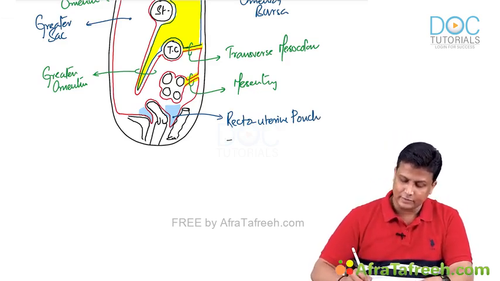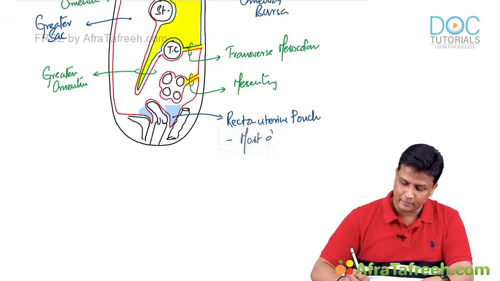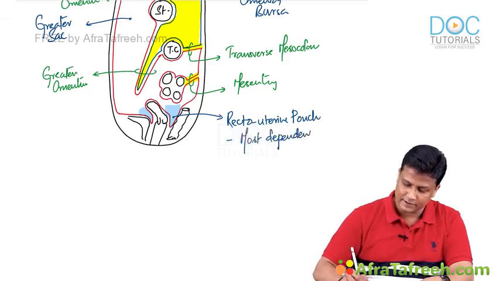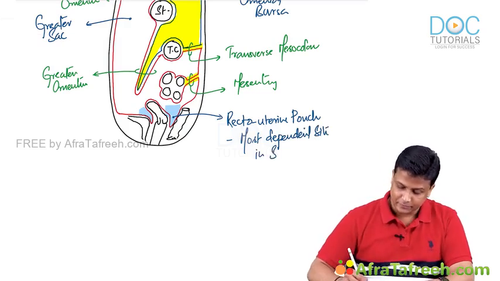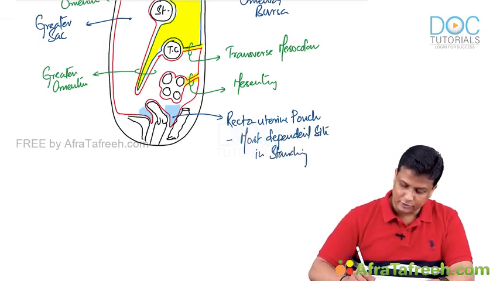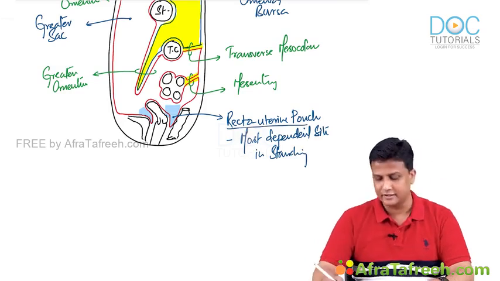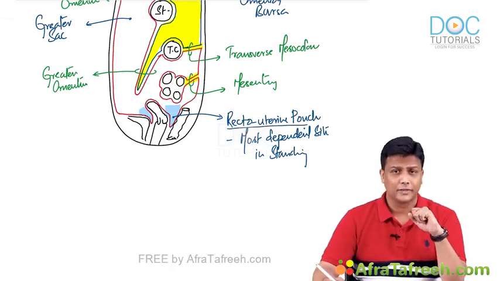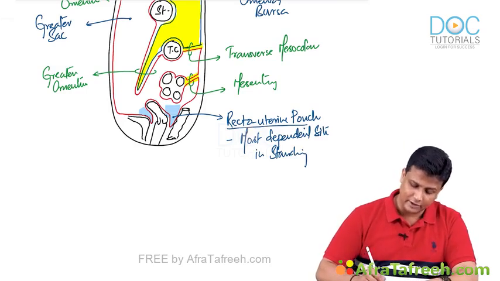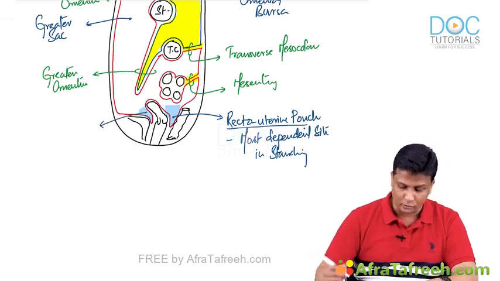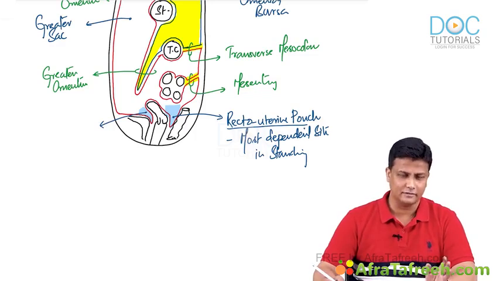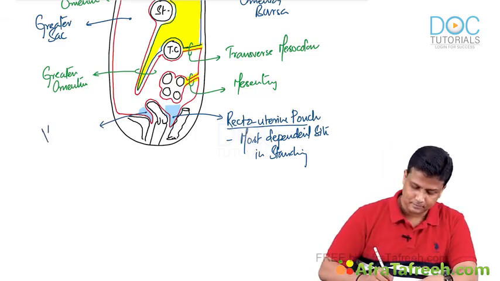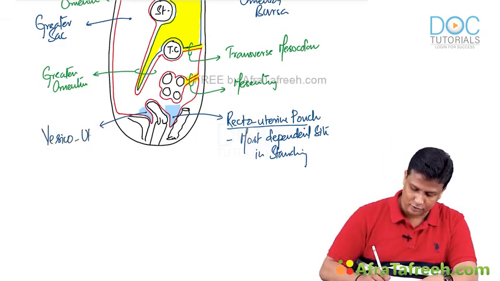And this recto-uterine pouch is the most dependent site in standing position, guys, in erect position. So recto-uterine pouch is the most dependent site in the standing position. That's very much important. And apart from that, between the urinary bladder and the uterus, this pouch here is nothing but your vesico-uterine pouch. Urinary bladder, vesico-uterine pouch. So it is vesico-uterine pouch here.